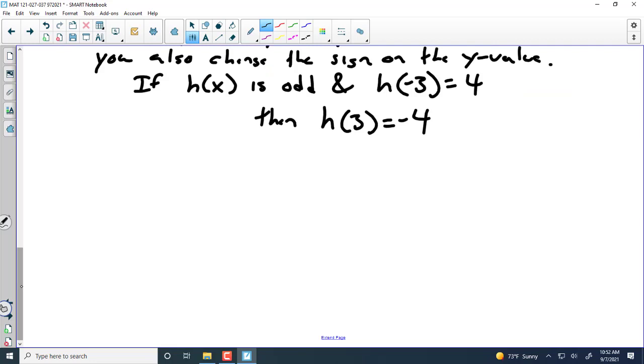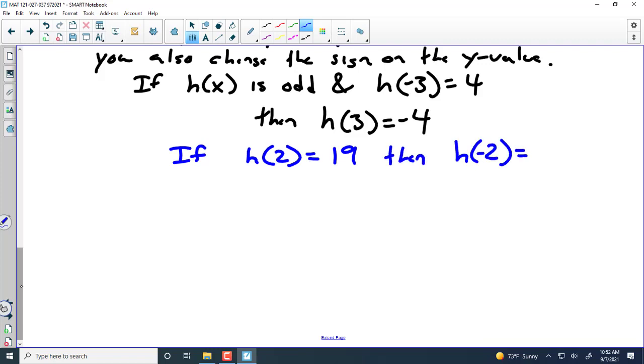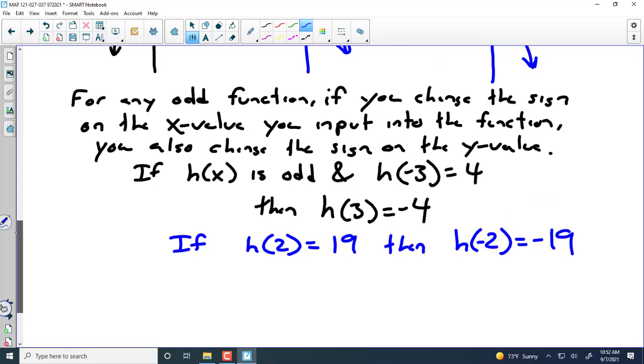Here's another one, just so you're clear. If h of 2 equals 19, then h of negative 2 gives you negative 19. You change the sign on x, you change the sign on y. And that's how odd functions work.